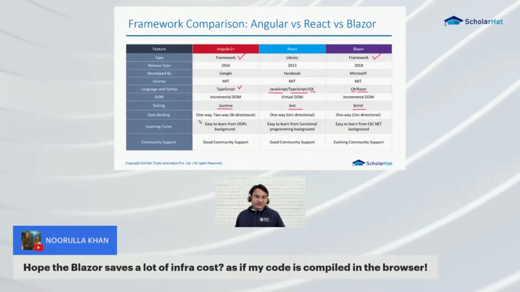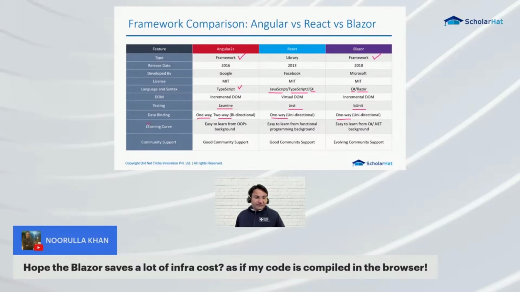For data binding, in Angular we have one-way and two-way data binding. React only supports one-way data binding. Even Blazor only supports one-way data binding, that is unidirectional. If you're willing to get the behavior of two-way data binding, we can get it by capturing the on change event, on key up, on key down event. That is going to provide us the same experience as we have in Angular. But by default, we don't have such support.